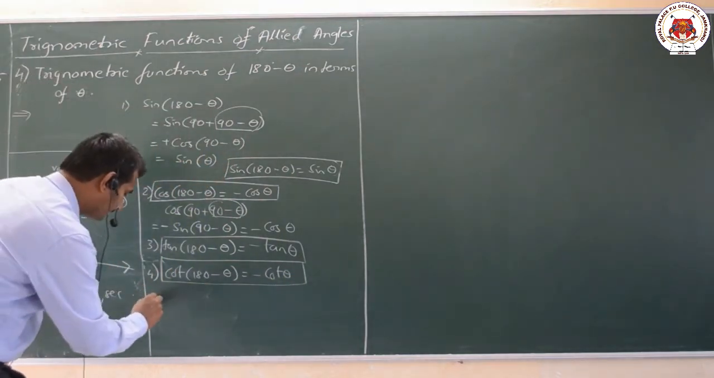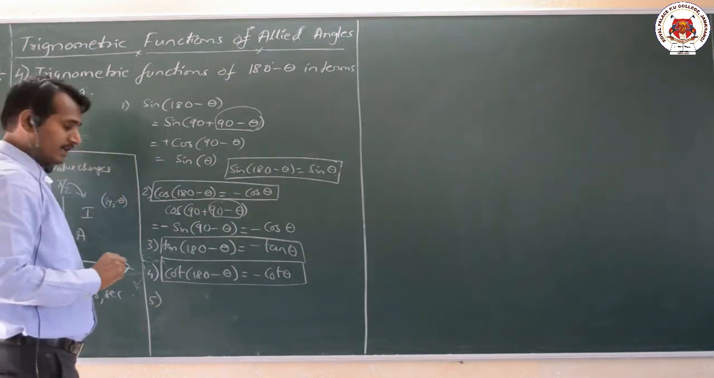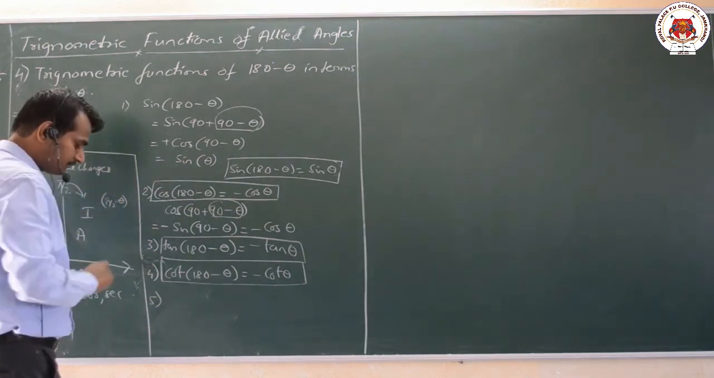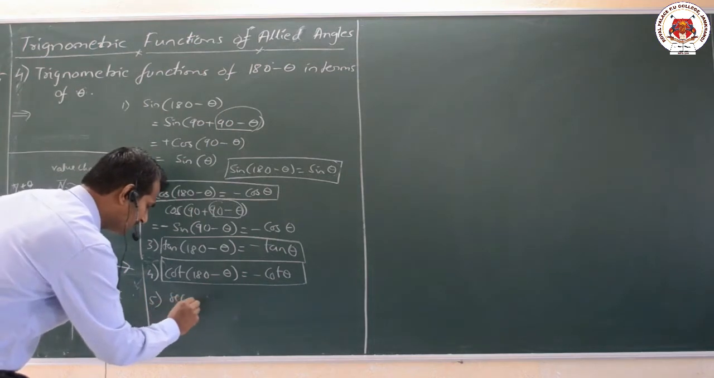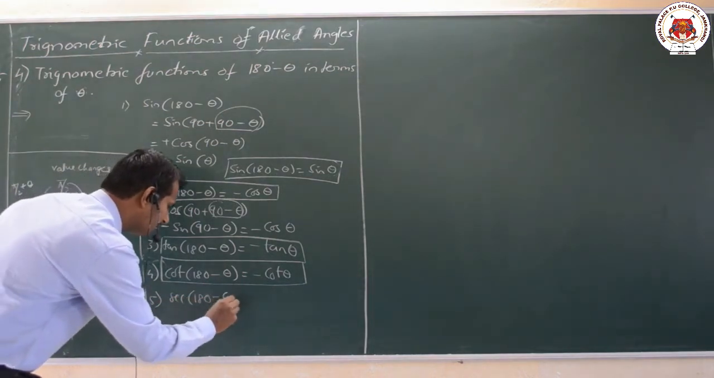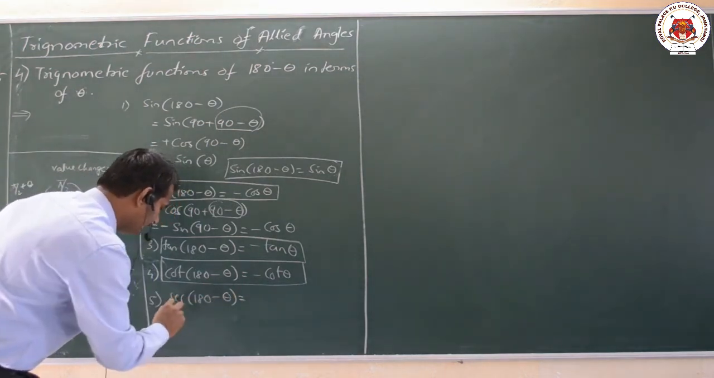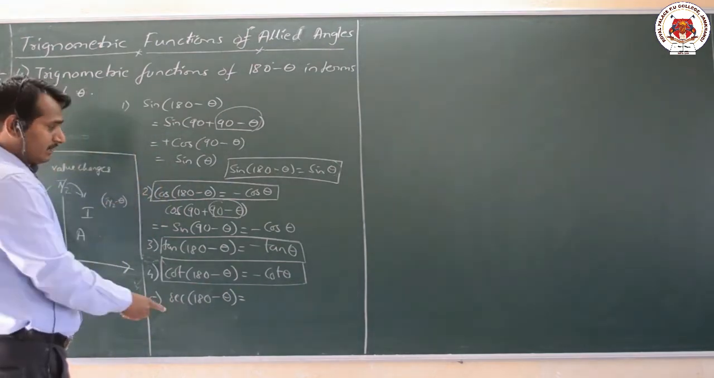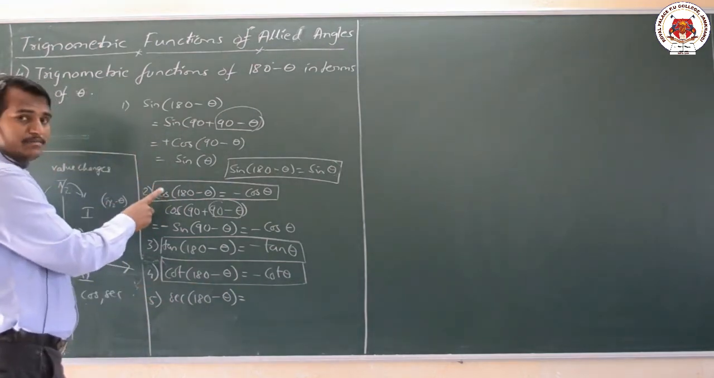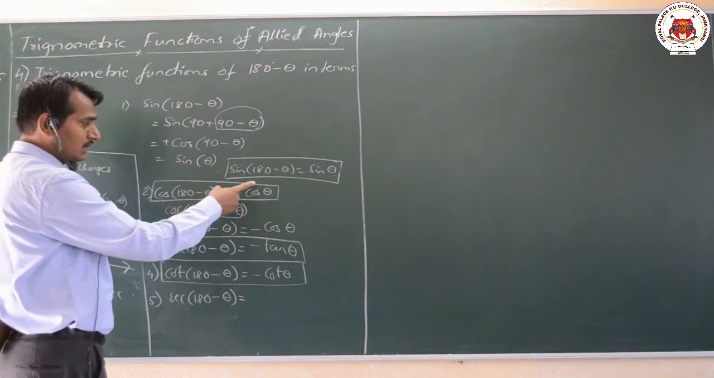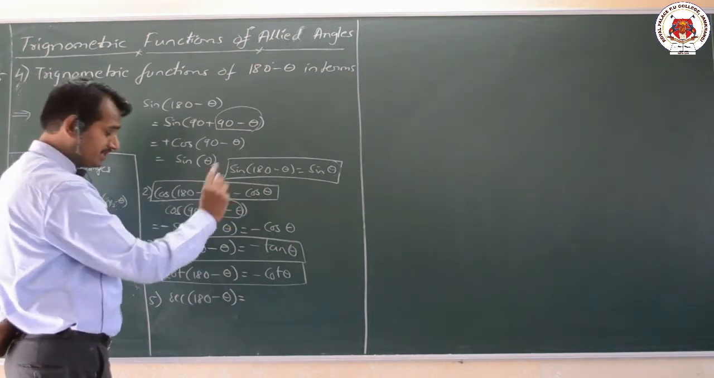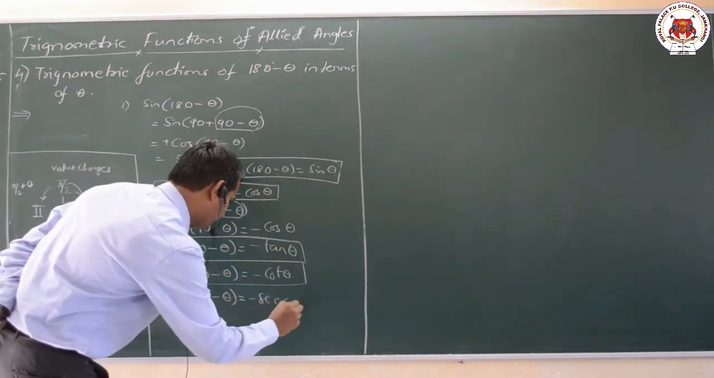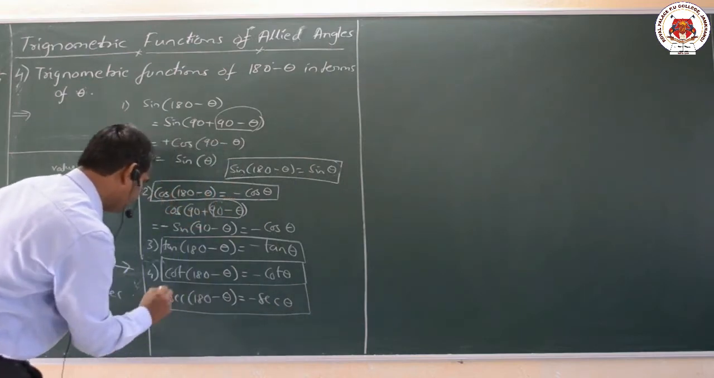Then the fifth one we have here is secant of 180 minus theta. Now, what is the value of secant of 180 minus theta? Secant means 1 by cos. So 1 by cos of 180 minus theta is 1 by minus cos theta, which is minus secant theta. The value will be minus secant theta.